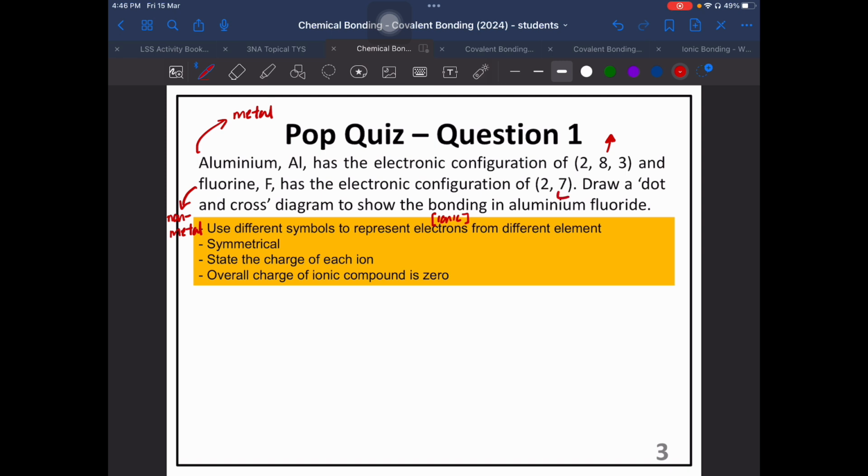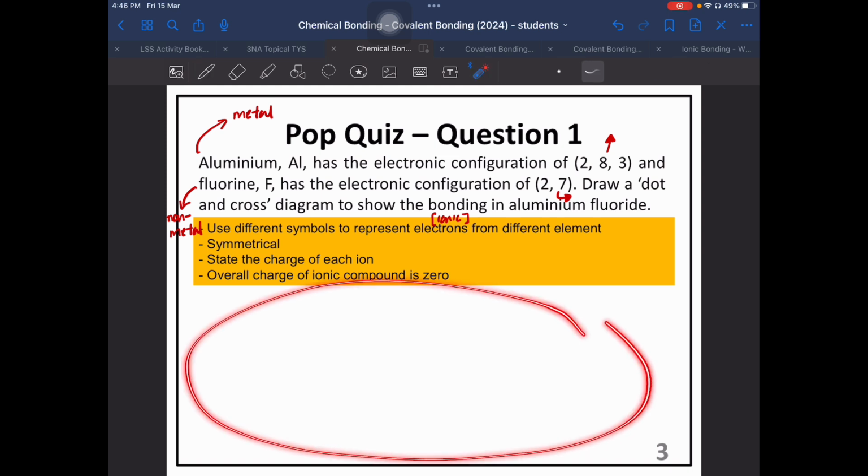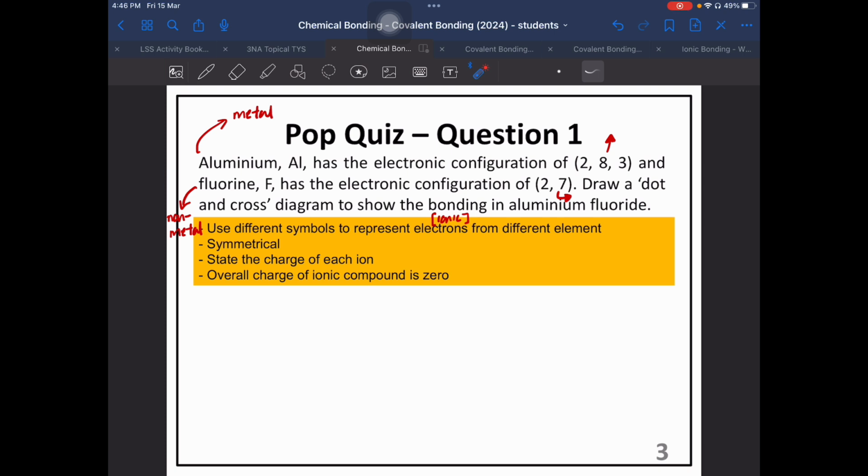Likewise, over here, this fluorine is 2.7, right? If it's about ionic bonding, it must form an ion. Should we lose 7, or should we gain 1? So these are questions that we always ask ourselves, right? Then, from there, we can start to derive what the structure would look like. Okay, so try to draw this out by yourself, right? And do take note that whatever you draw, you need to make sure that overall the charge is 0. So it must be balanced, right?